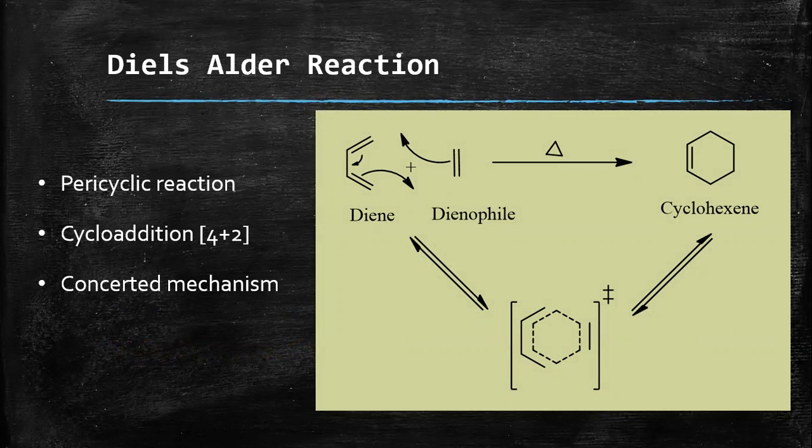Diels-Alder reaction is a type of pericyclic reaction in which it is a 4 plus 2 cycloaddition, and it follows a concerted mechanism, or in a single step. The bond breaking and bond formation occur in a single step via the formation of a transition state and convert it into the final product.